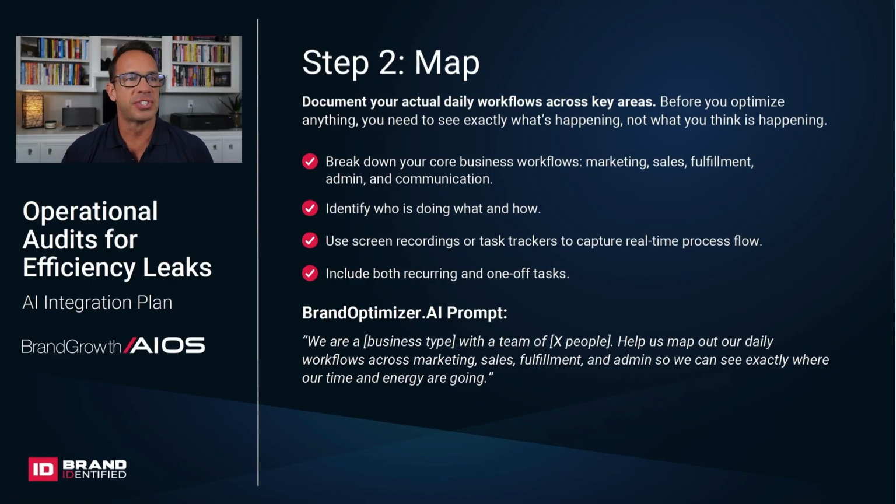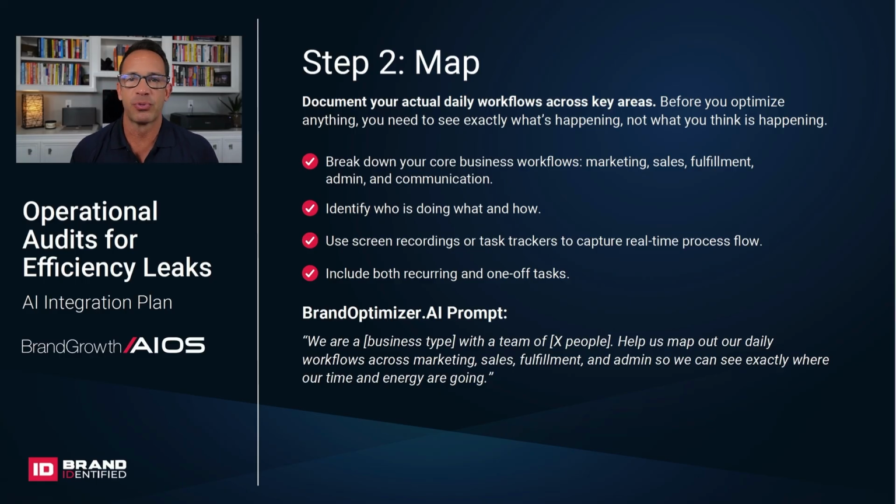So moving on here to step number 2, that is to map. Document your actual daily workflows across all of the key areas. Before you optimize anything, we need to see exactly what's happening, not what you think is happening. So break down your core business workflow like marketing, sales, fulfillment, admin, and communications. Identify who is doing what and how. Use screen recordings or task trackers to capture real-time process flow and include both recurring and one-off tasks.